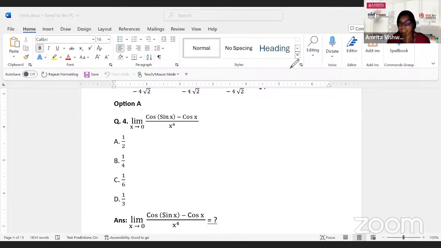So yes, limit x tends to 0, cos of sin x minus cos x, over x raised to 4. Think of what formula you can apply here so that you'll be able to simplify it. You have studied a lot of formulas related to this, right?